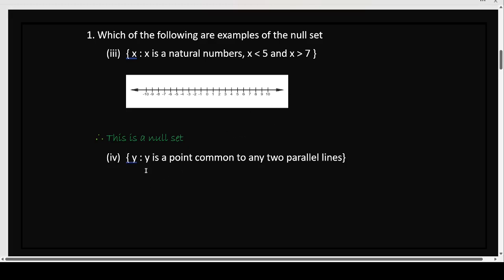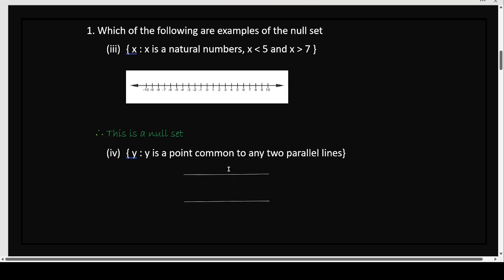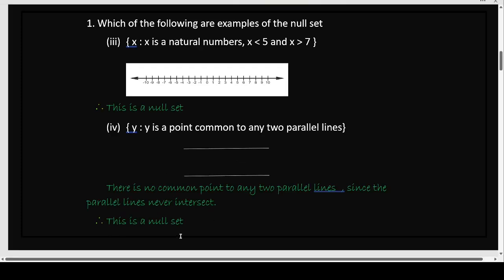The next one. y is such that y is a point common to any two parallel lines. Two parallel lines are there. Is there any point common to those two lines? See, these two parallel lines never intersect. A common point between two lines is the intersecting point of the two lines. When they don't intersect, there is no common point. So parallel lines have no common points. The set is a null set. Therefore, this is a null set.